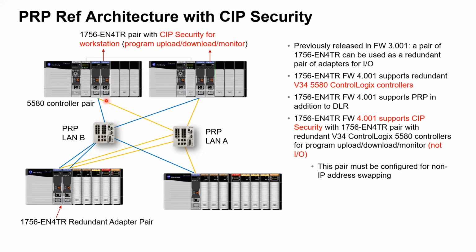We get security features with SIP security. And one other ability of the EN4TR is we can actually do redundant adapter pairs now in the remote chassis. That's been another request we get occasionally, is the ability to put redundant, not only do we want redundant media, but we also want redundant hardware. And we can actually do that with the EN4TR module. And it comes down to how much redundancy do you actually need?